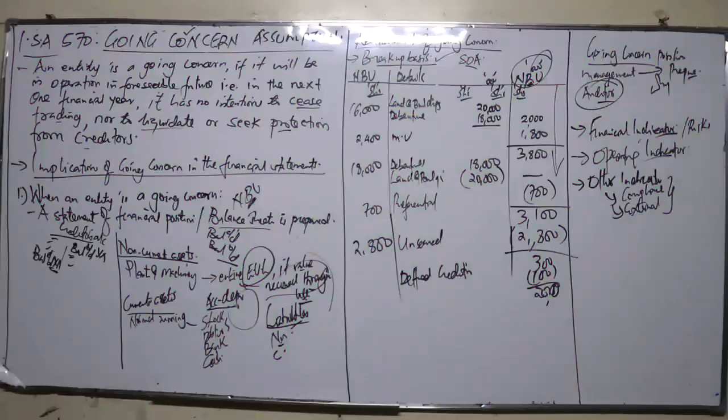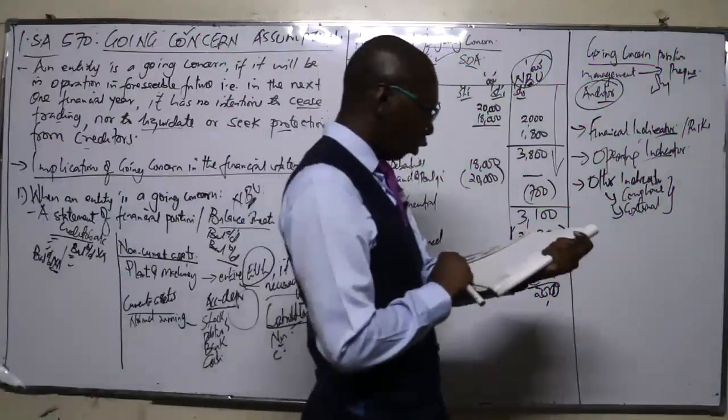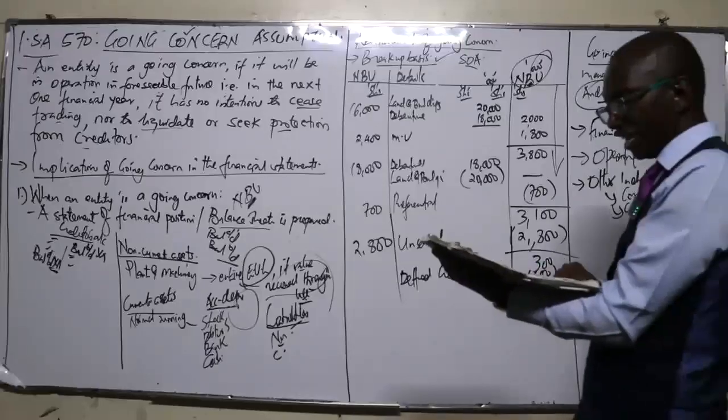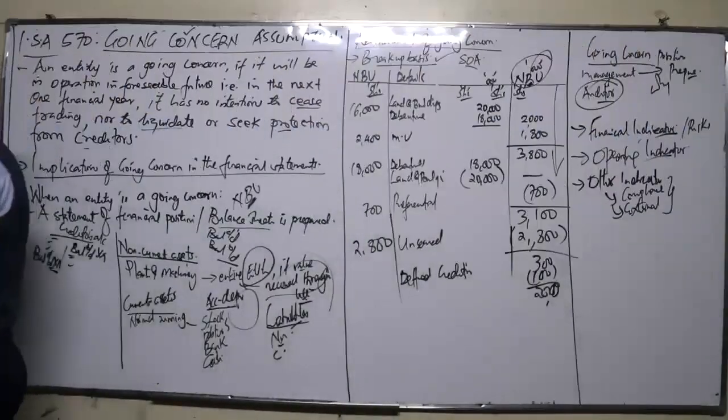Operating indicators, i.e., number 1, high turnover of key staff and management. Here, this destabilizes the operations of an entity. Number 2, loss of major customers.